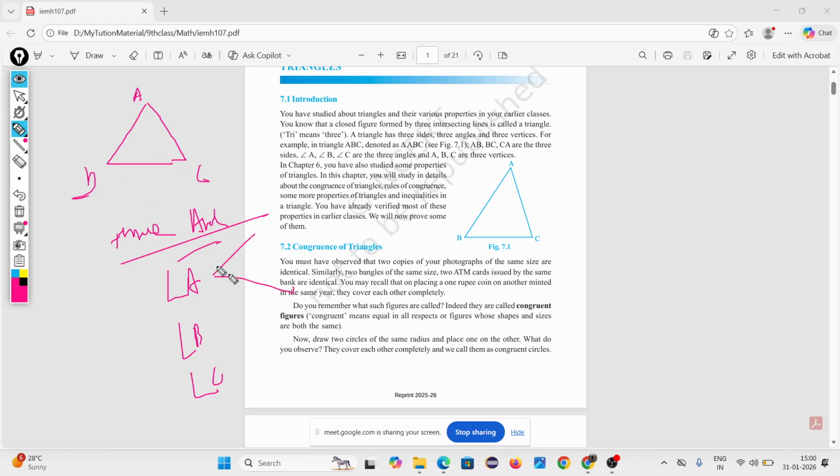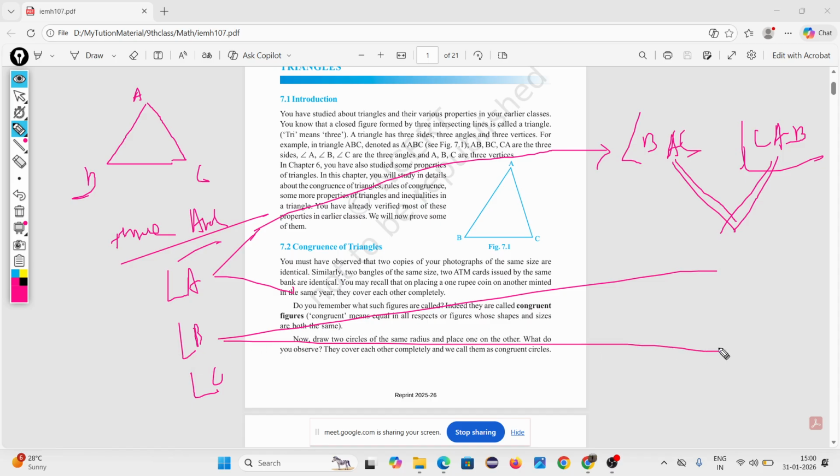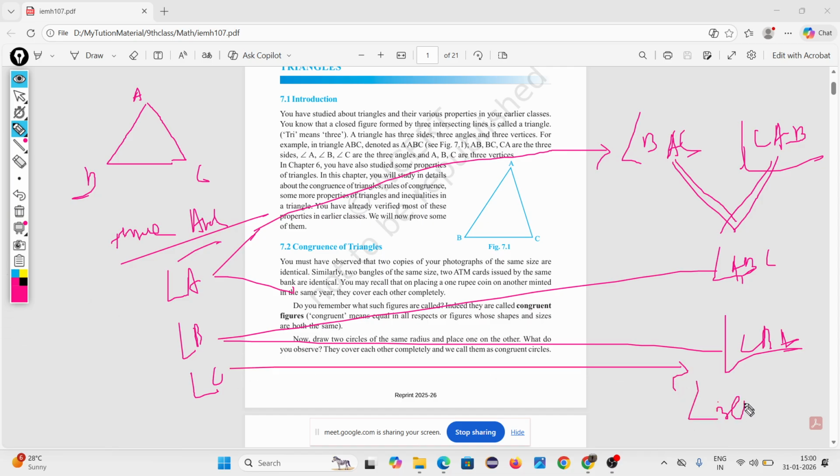Angle A I can write as there is a long name also: BAC or CAB. The angle which we consider should be in the middle. Okay, angle B. Angle B we can write as ABC or CBA. These are the basic things. Angle C: BCA or ACB. You should remember these things.